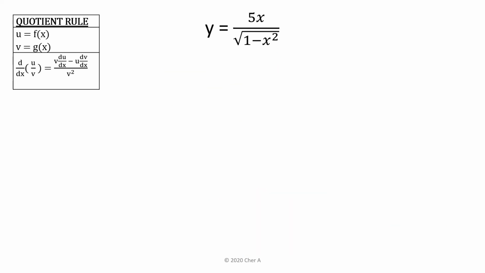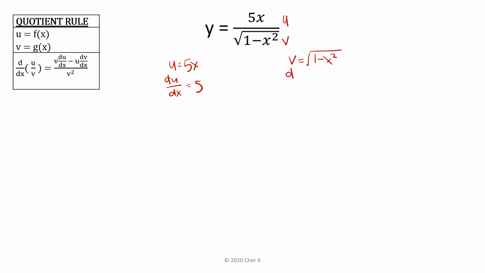Okay, last question for this video. We are looking at y equals 5x over the square root of 1 minus x squared. We're going to identify our u first, which is the function on top, and our v will be the function below. So u equals 5x, and v equals the square root of 1 minus x squared. Differentiating u, I will get 5.